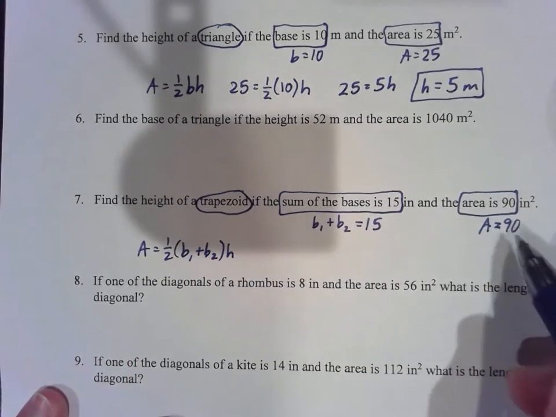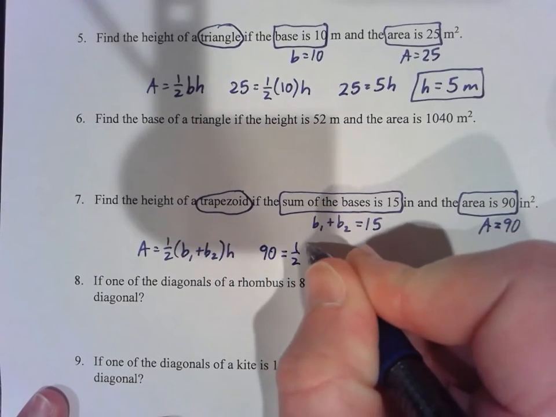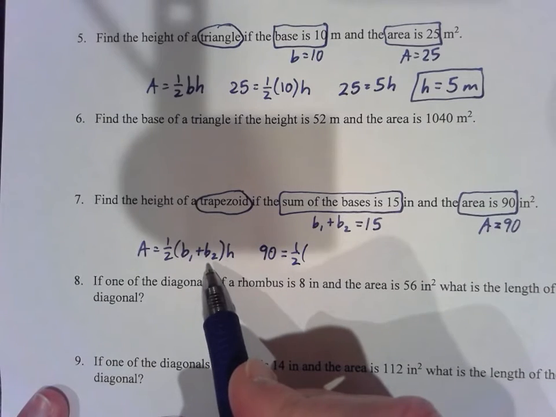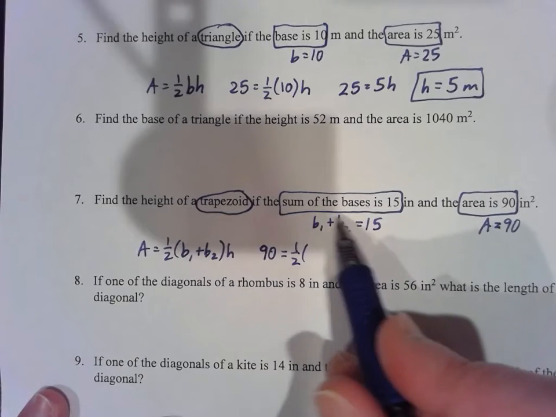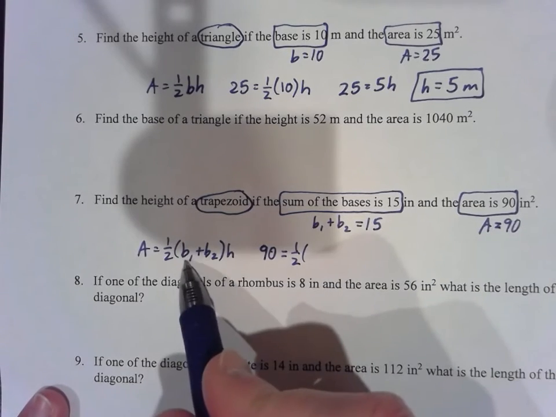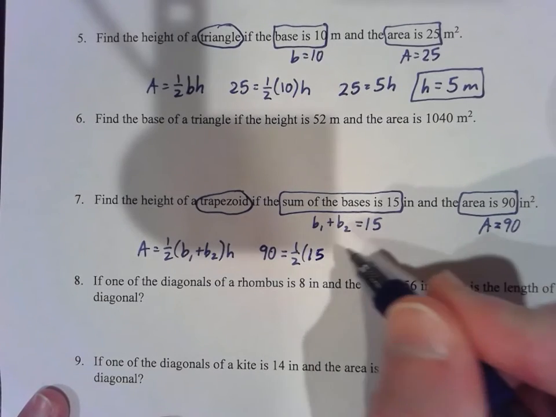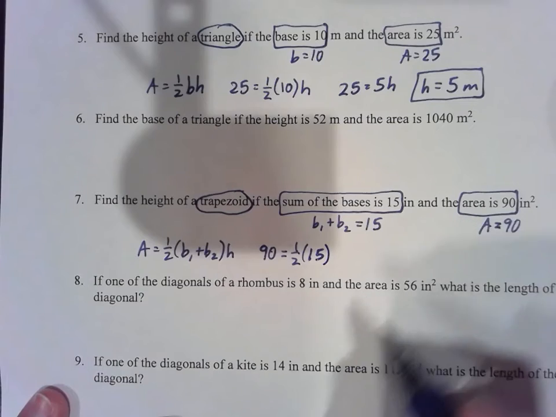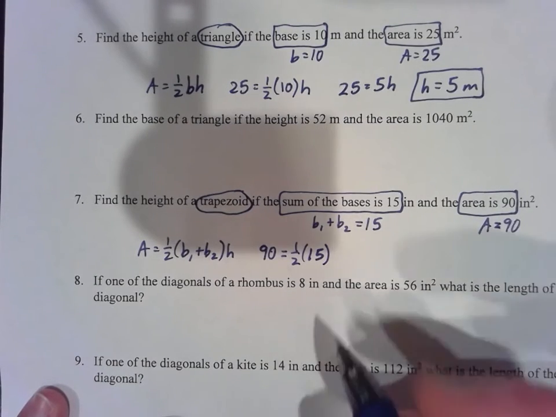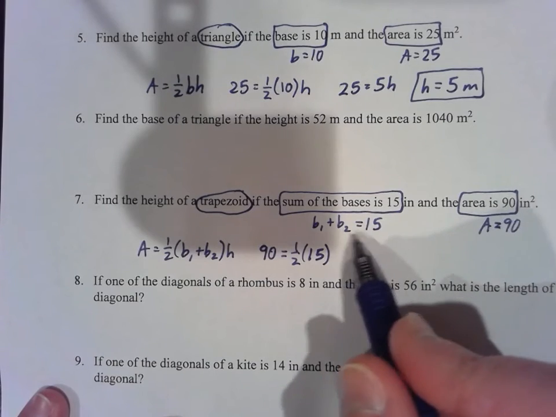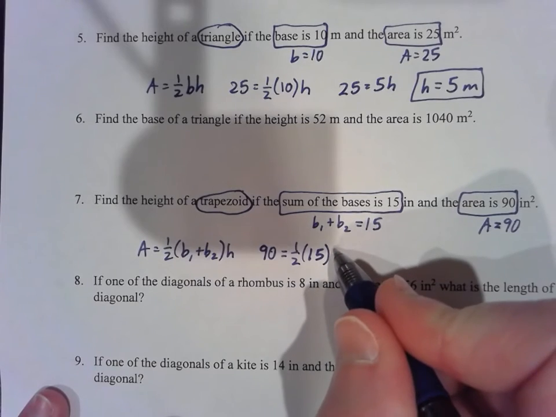So I know that area is 90, 1/2, base 1 plus base 2. I don't know each one individually, but because I know the two of those added together is 15, I can substitute 15 in for both of those variables. So base 1 plus base 2 is 15. Maybe it's 5 plus 10, maybe it's 7 plus 8. I don't know, but because the formula uses the sum, I can just replace both of them with 15.